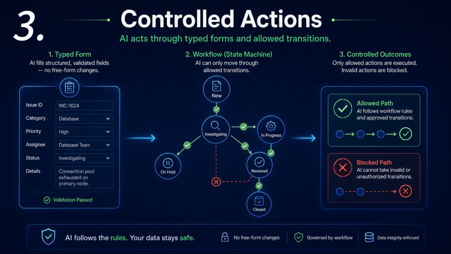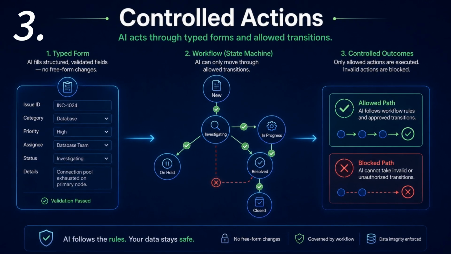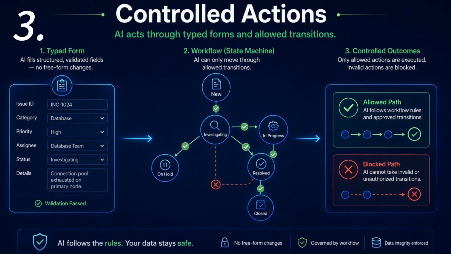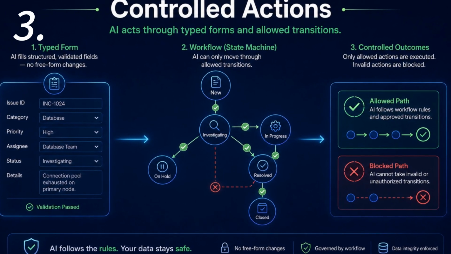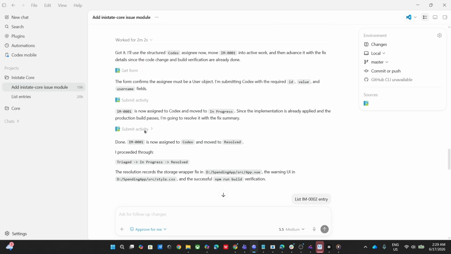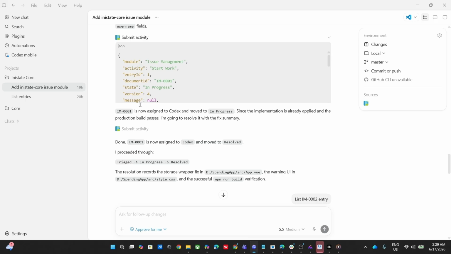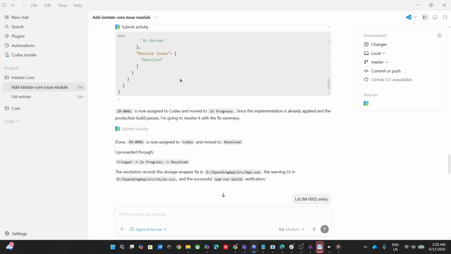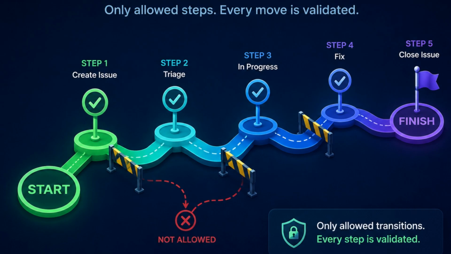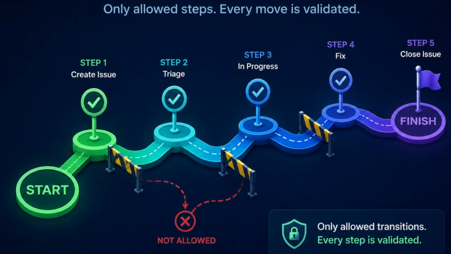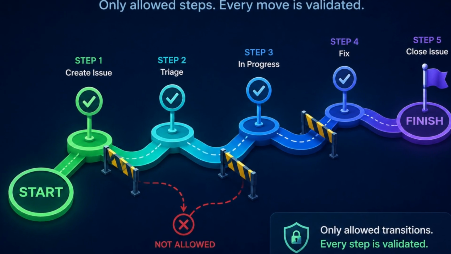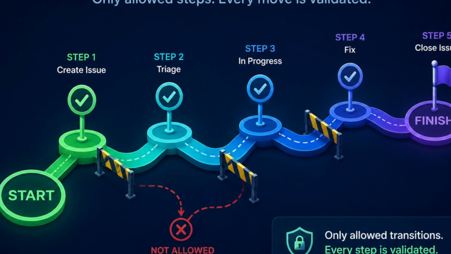Thirdly, Inistate Core keeps AI in control through typed forms and allowed transitions. Codex did not directly change the database. Before creating or updating an issue, it had to get the form, understand the required typed fields, fill in the information, and submit the correct activity. Only then could the record move to the next valid step. This means AI is not given unlimited access to the workflow. It's given a control path to follow.